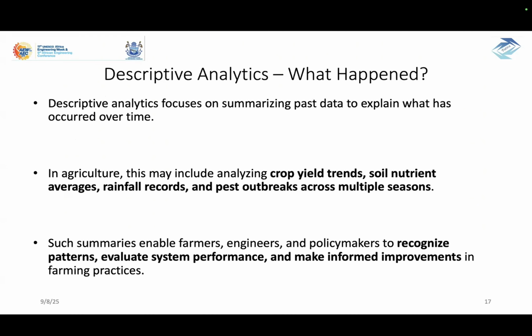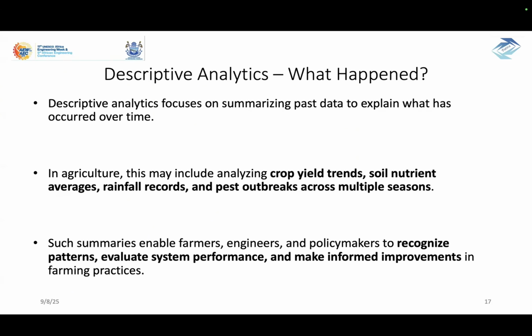So we're going to start with the first one, descriptive analytics. Descriptive analytics answers the question, what happened? When you're doing any analysis, it's the first part of the process. What it does is focus on summarizing past data to explain what has occurred over time. That's why it's what happened.